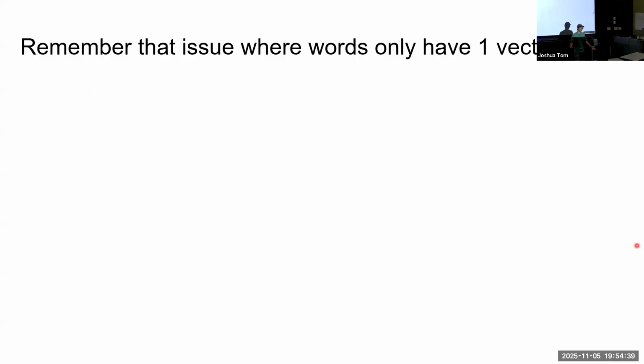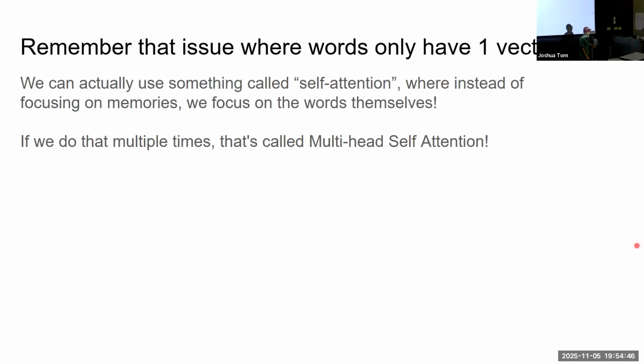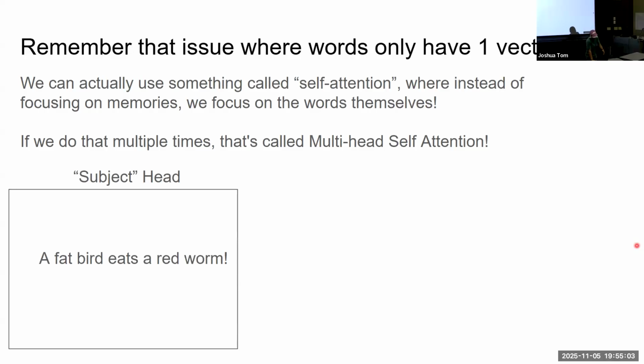we have that issue where a word can only mean one thing at a time. So we can use this tech called self-attention, where instead of having us look at memories, we can just look at the words themselves. Why do we have to look at what's happened before? We can just look at what we have now. So in this case, this is something called multi-head self-attention.